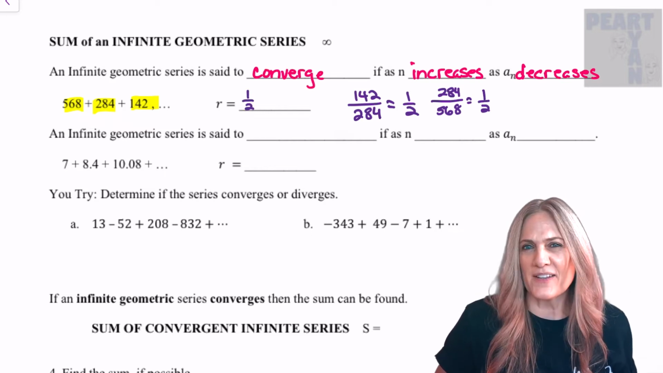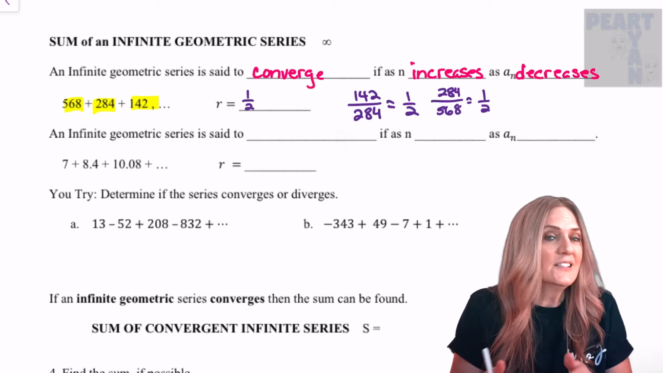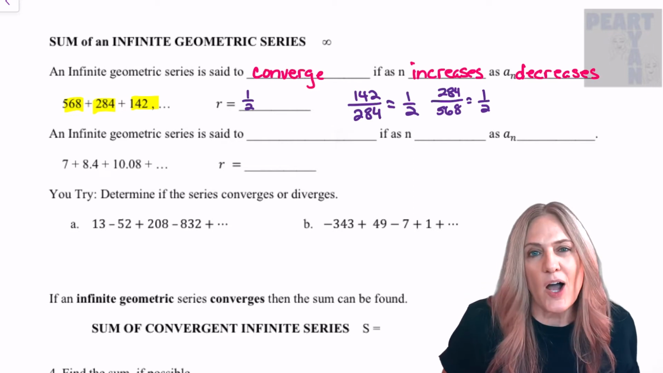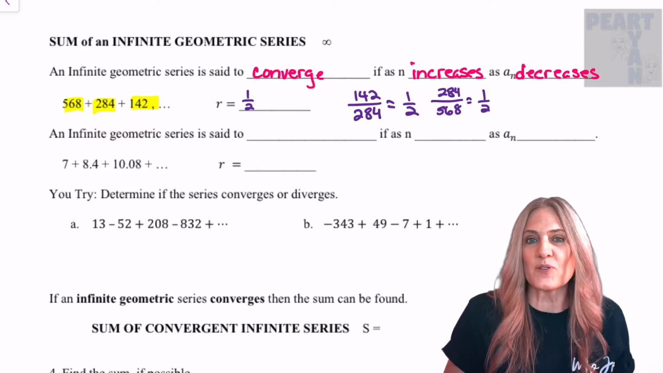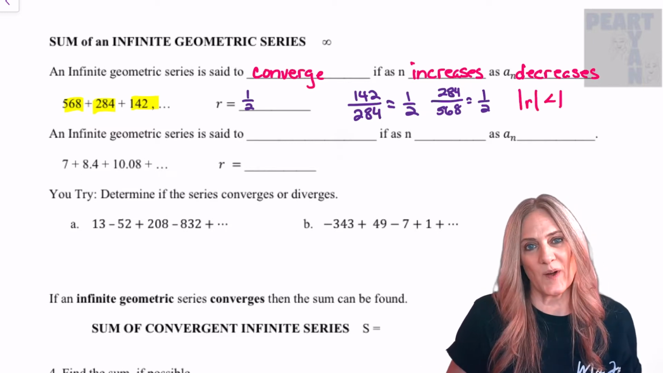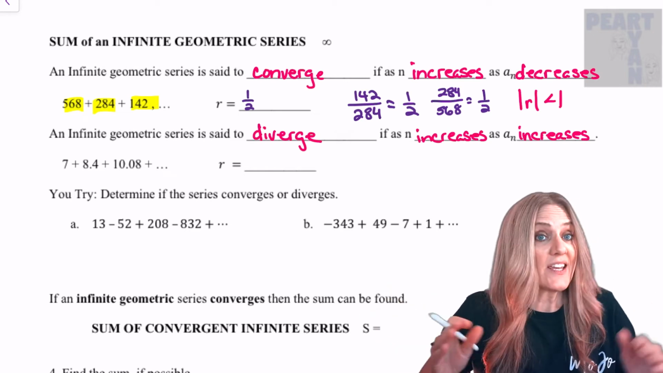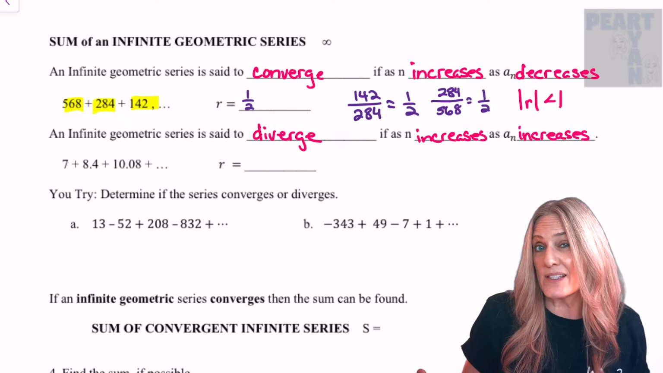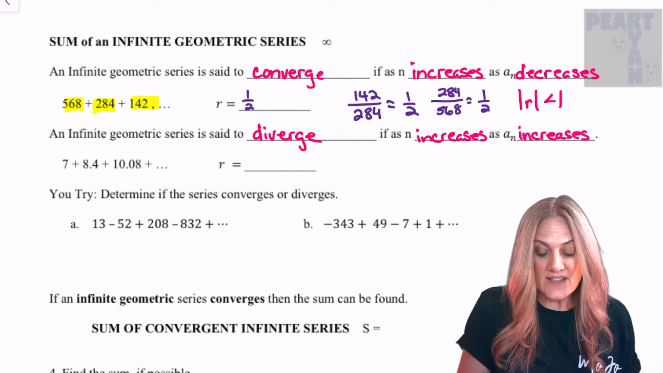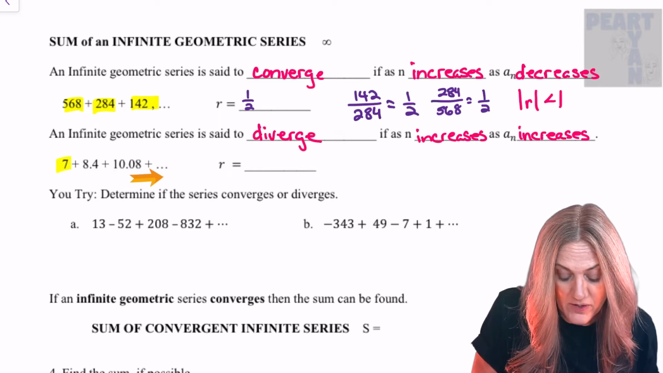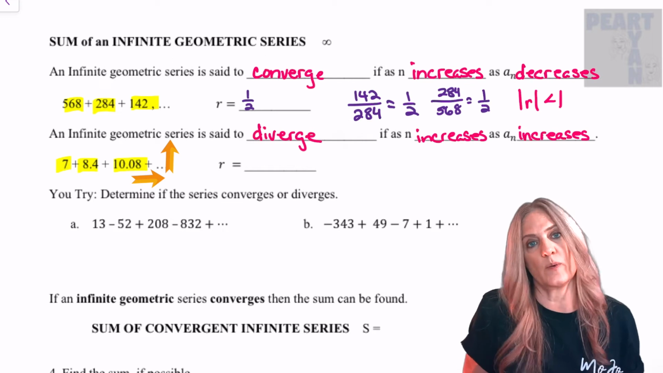Do you have a conjecture as to when an infinite geometric series will converge, get smaller? Yes, anytime the common ratio is less than 1, but more specifically when the absolute value of the common ratio is less than 1. An infinite geometric series is said to diverge if, as n increases, a sub n also increases. So once again, what does that mean? That means as the number of terms increase, we see that the value is also increasing.